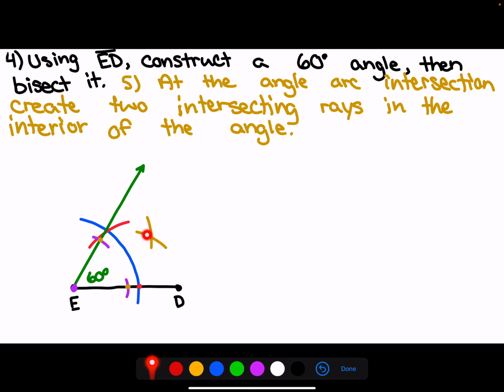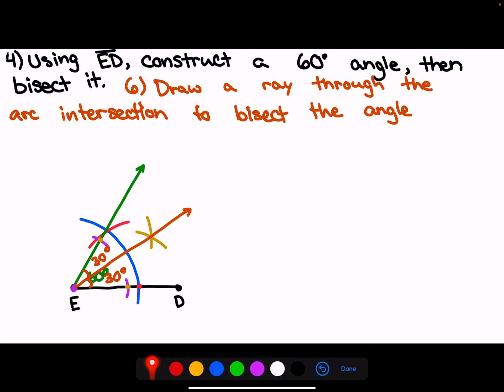Now that you have this pair of intersecting arcs, go ahead and line up your ruler with point E and the intersection of these arcs. You're going to draw a ray with endpoint E going through your intersection. That ray is the angle bisector. Now, if it was 60 degrees, we've bisected that 60-degree angle into 2 30-degree angles. So this is now complete.